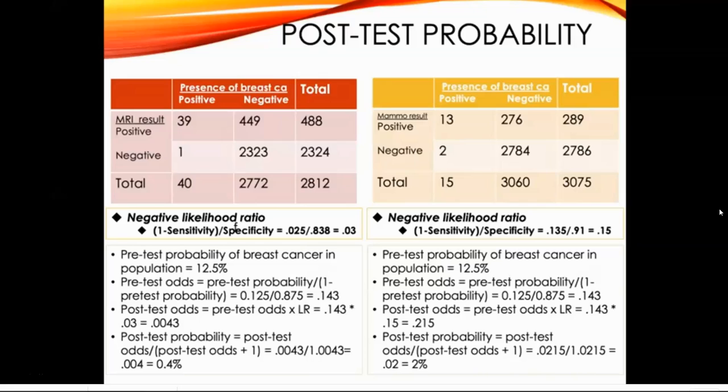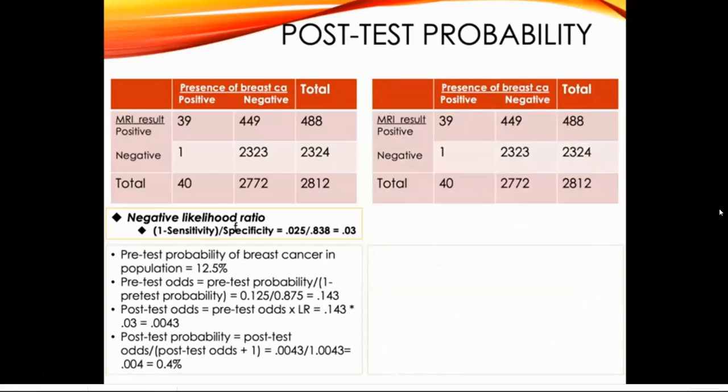So if someone has a baseline risk of pretest probability of 12.5% and they have a negative mammogram, their risk of having breast cancer is low. It's only 2%, but it's not nearly as low as it would be with a negative MRI, which would have been 0.5%. So you can see how in this population, the negative MRI is better at ruling out the disease.